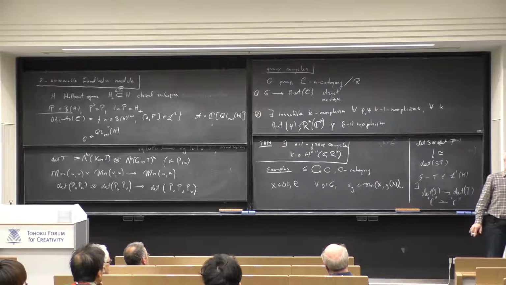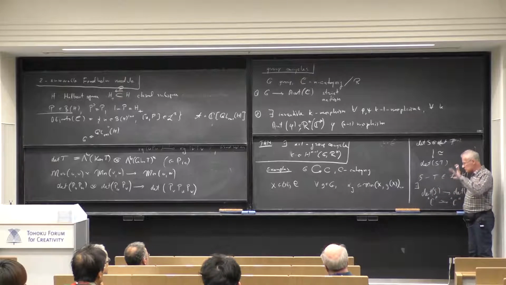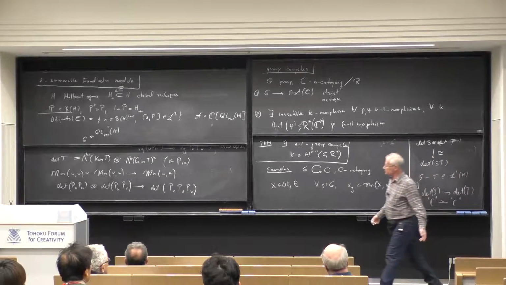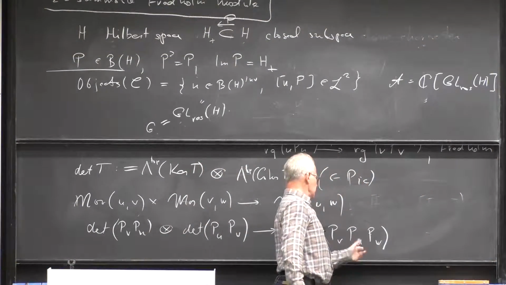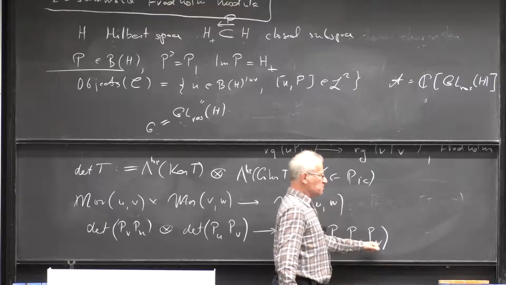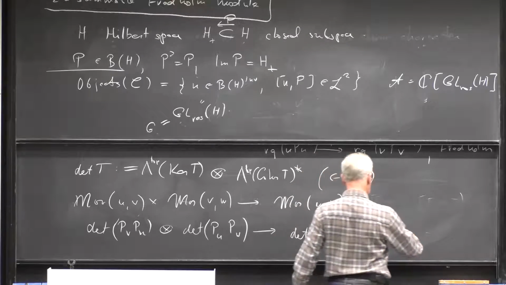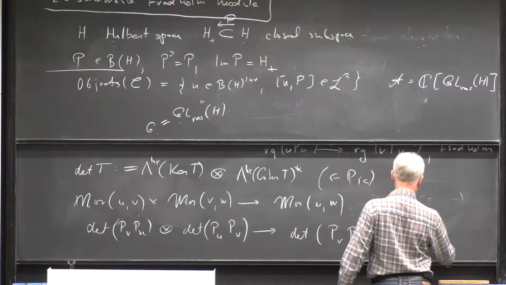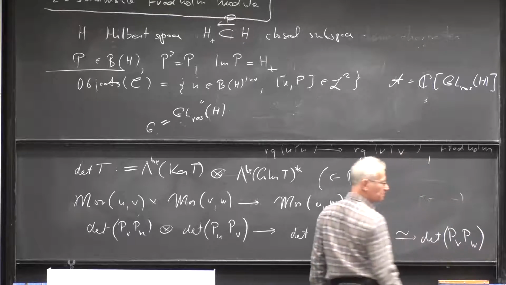It's a one-dimensional vector space, not the same as C. Okay? But think of it this way. There's this canonical isomorphism which behaves as nicely as possible. Now, the difference between that and PV times PW is actually of trace class. So there's this canonical isomorphism to the determinant of PV, PW.